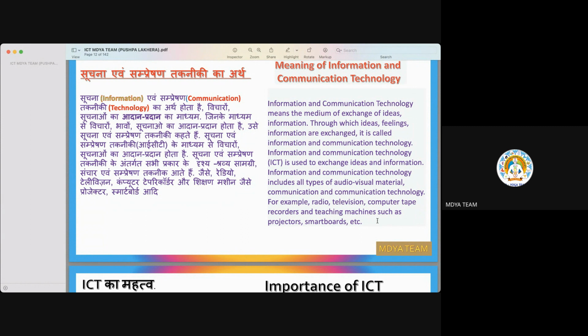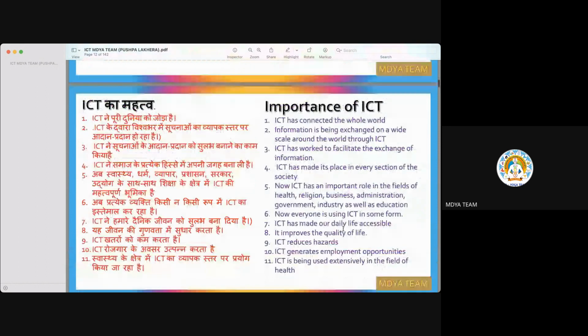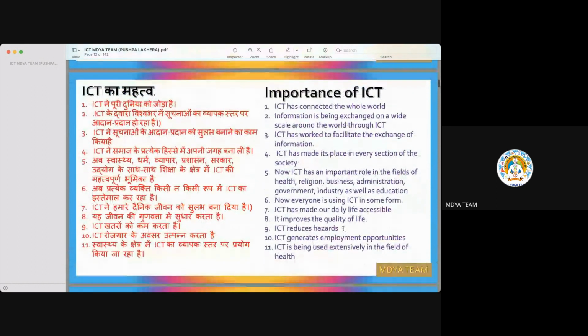And teaching machines such as projectors, smart boards. We are using smart boards nowadays, and projectors. Earlier days, they were not there. Now, the importance of ICT. ICT has connected the whole world. It's all in your hand. The whole world is in your hand. So information is being exchanged on a wide scale around the world through this ICT.